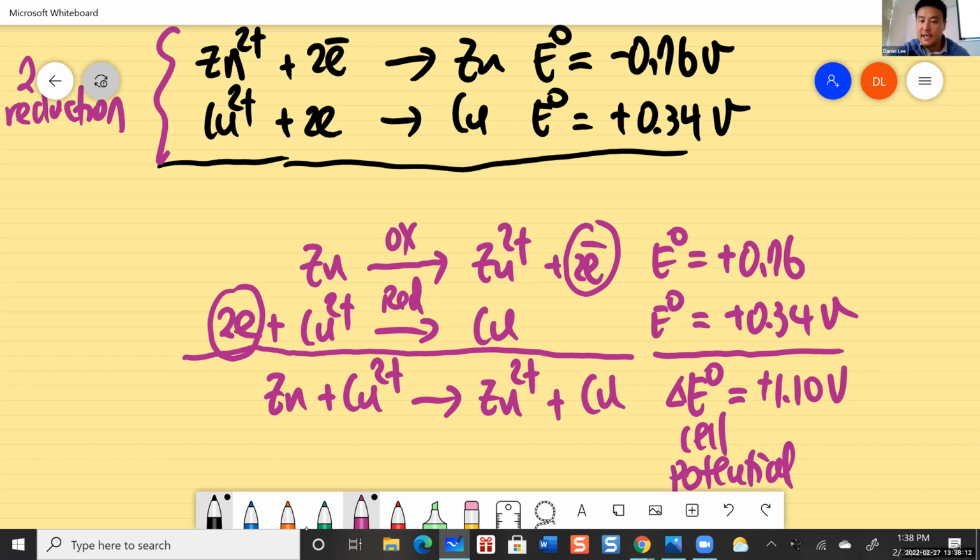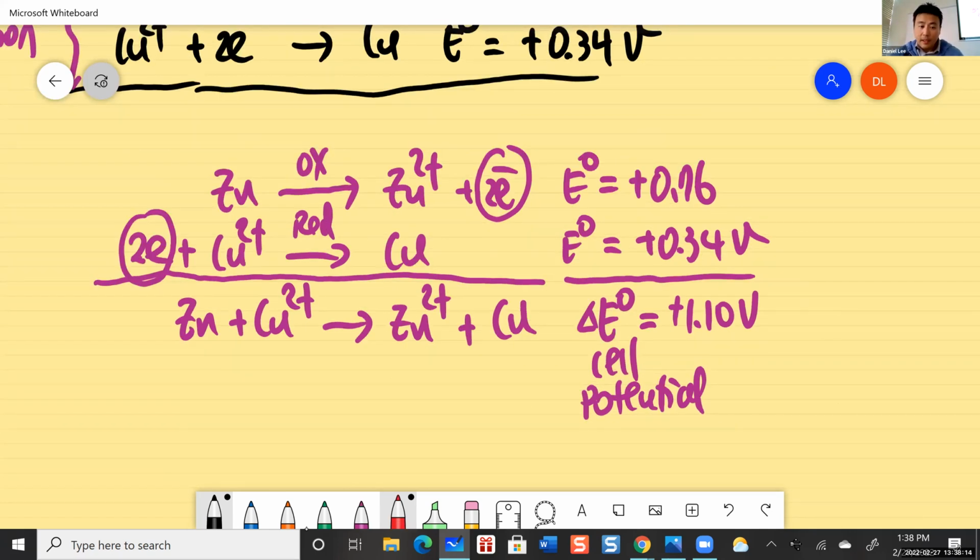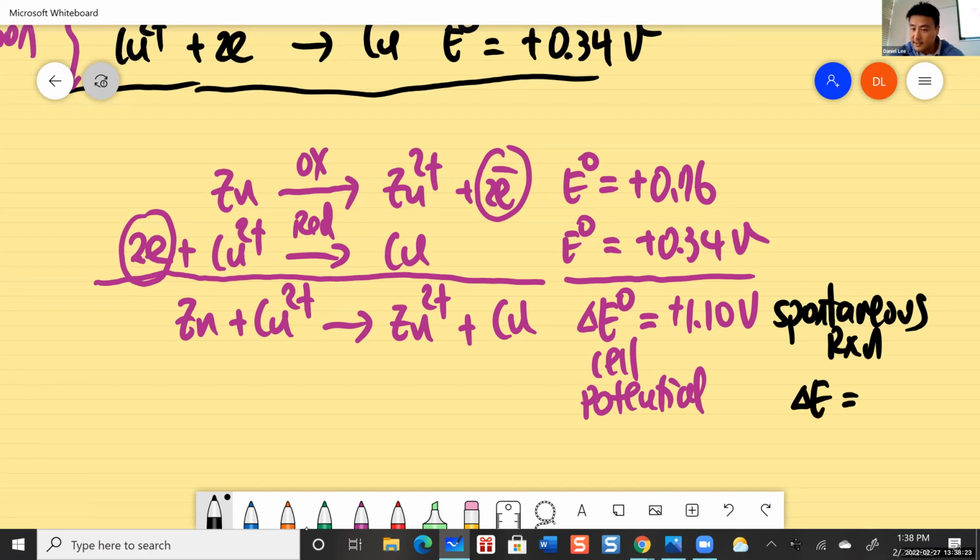So think of this as spontaneous. Positive means the reaction is spontaneous. Spontaneous reactions, E must be positive. We talked about this. And delta G must be negative. Gibbs free energy is negative, and therefore the equilibrium constant is greater than 1. So it's important to know that.